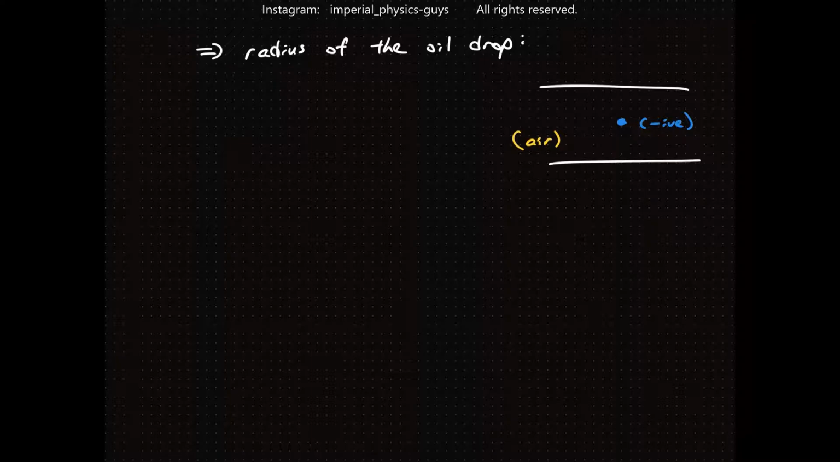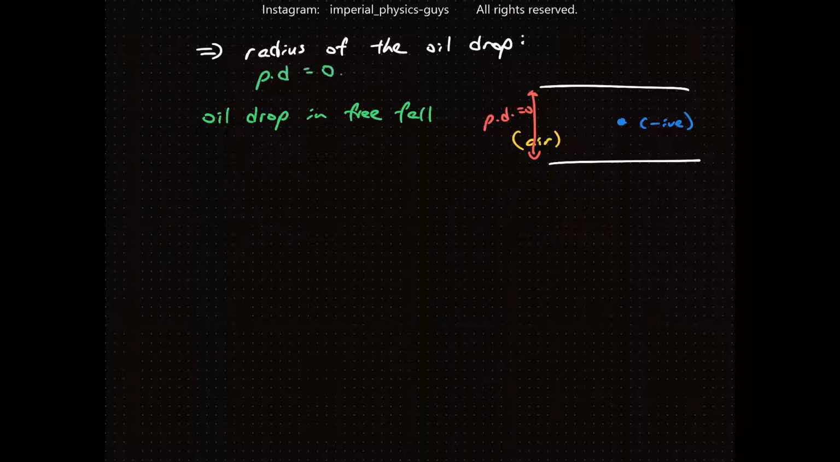So in the Millikan Oil Drop Experiment, the first thing that we do for each of the oil drops that we consider is to turn off the potential difference, so we have zero potential difference between the plates. And in that case what we have is free fall. So we have the oil drop in free fall when we apply zero potential difference between the plates. And we're going to consider its terminal speed.